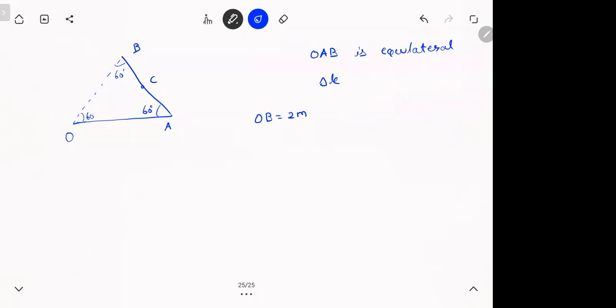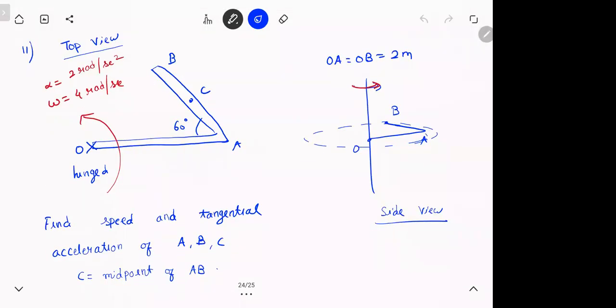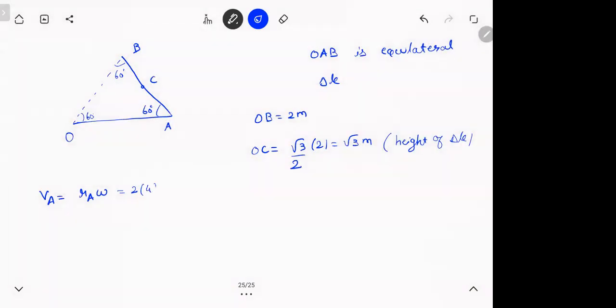What about C? C is the midpoint, no? OC is the height. OC will be root 3 by 2 times 2 meters. So root 3 meters. OC is the height of the triangle. I think once you get this, the job is done. What is the speed of A? Distance of A, that is RA into omega, which is 2 into omega. Omega is 4. That is 8 meters per second.